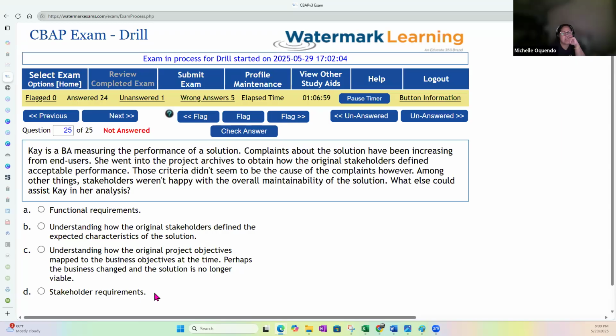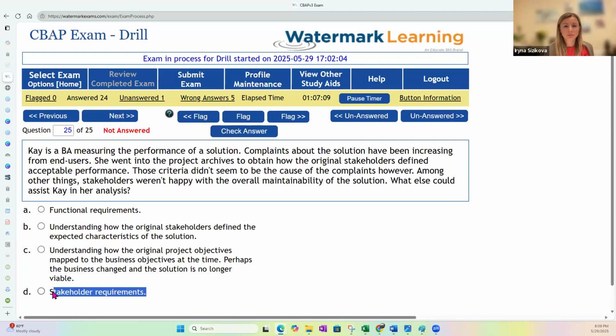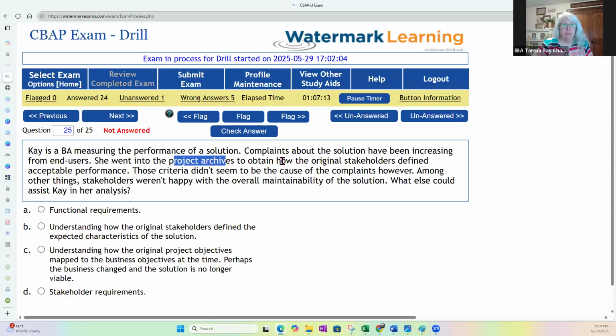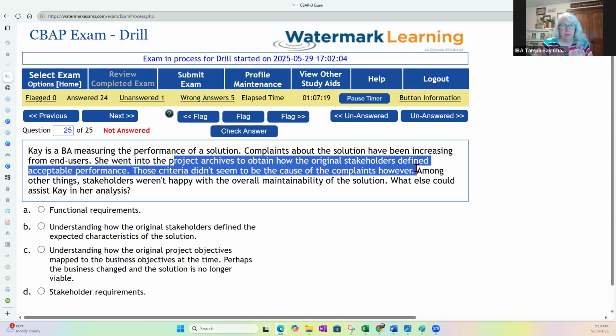What criteria? It says the criteria didn't seem to be the cause. So I don't think it's D. Okay. So you're looking at, she went through project archives to obtain how the original stakeholders defined acceptable performance, but that didn't seem to be the cause. So the original stakeholder information would be stakeholder requirements, right? Good reasoning.